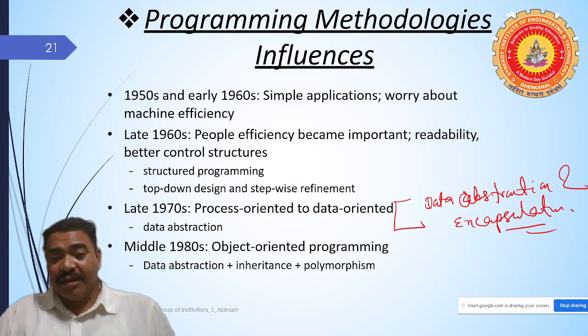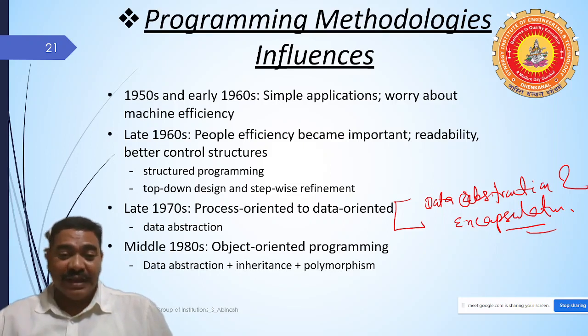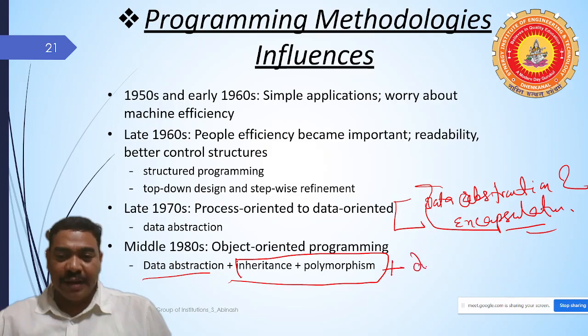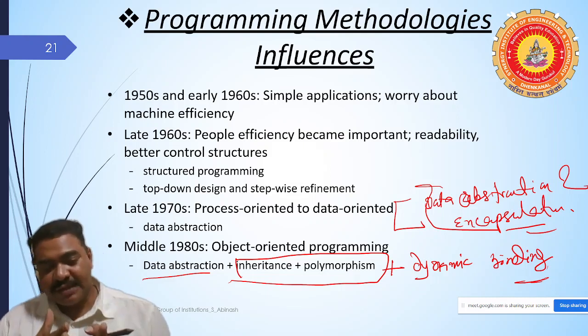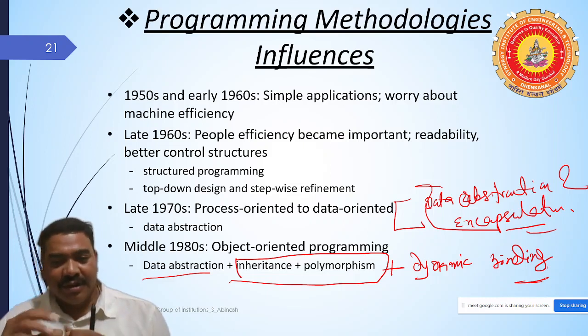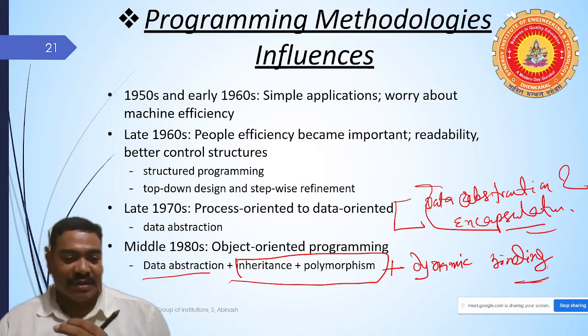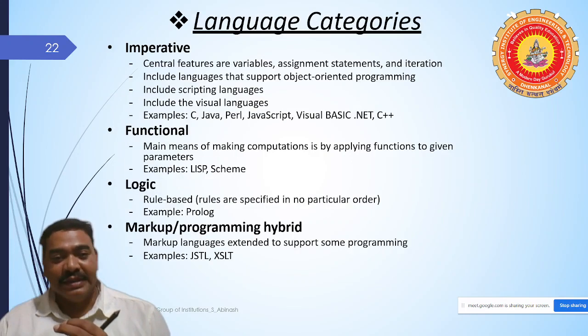And in the mid 1980s, object-oriented programming languages came. That is along with data abstraction, encapsulation, inheritance and polymorphism, and dynamic binding. Another thing was missing: dynamic binding. This concept was also added in the middle of 1980s. So the growth was simultaneous with the growth of the processors and other components of the digital computer.